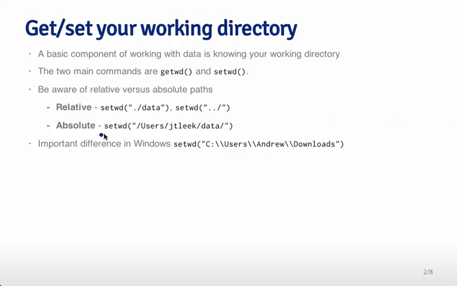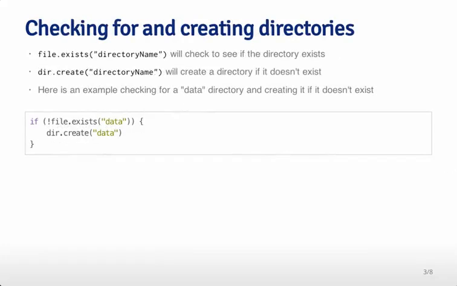You can also use absolute paths. So for example, you can type setwd with the path /users/jtleek/data, and what that'll do is move you into exactly the directory that you've specified there. An important distinction in Windows is that you have to use backslashes rather than forward slashes. So this is an example of the way that a path might look on a Windows machine as opposed to a Mac or a Linux machine. If you need more help with that, go check out the Data Science Toolbox lectures.